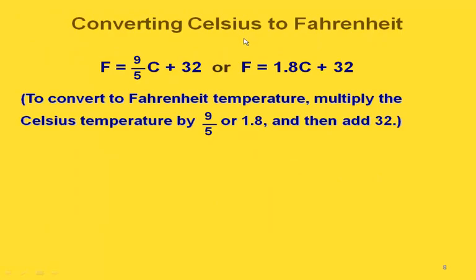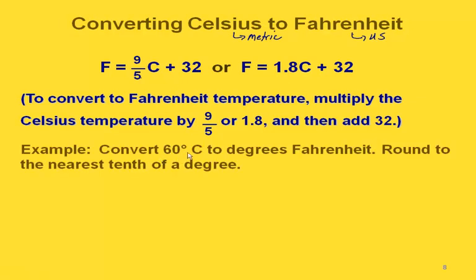Now we're going to talk about temperatures. We have a US measure of temperature, which is Fahrenheit, and Celsius is the metric measure of temperature. If we're going from Celsius to Fahrenheit, we just have a little formula that we use. We have one with a fraction and one with a decimal. So either way, we're going to take our Celsius temperature times either 9/5 or 1.8, and then we're going to add 32 to that result.